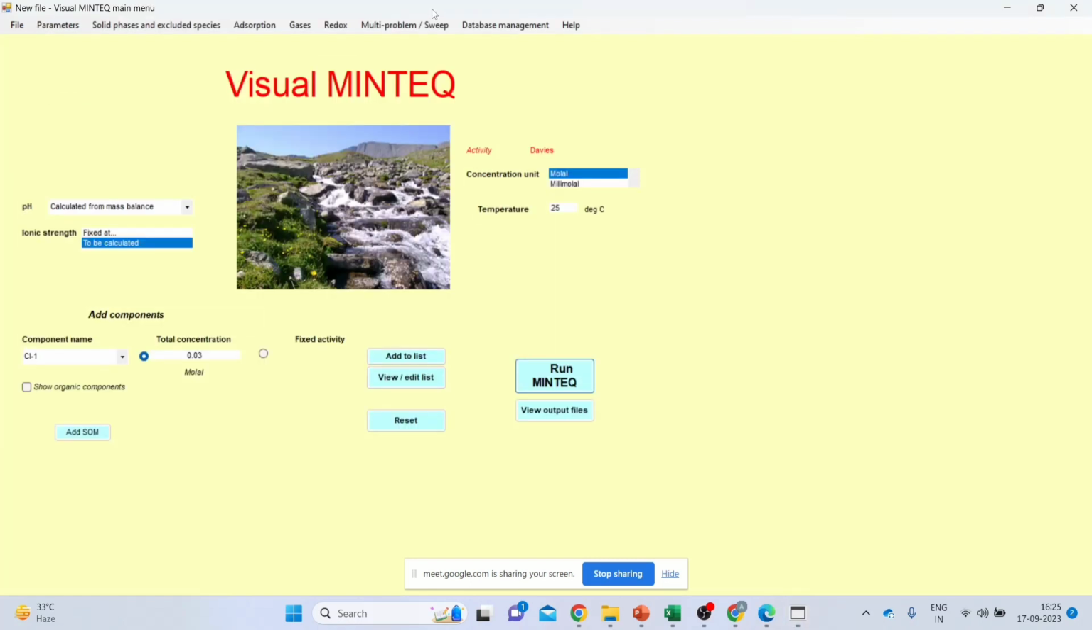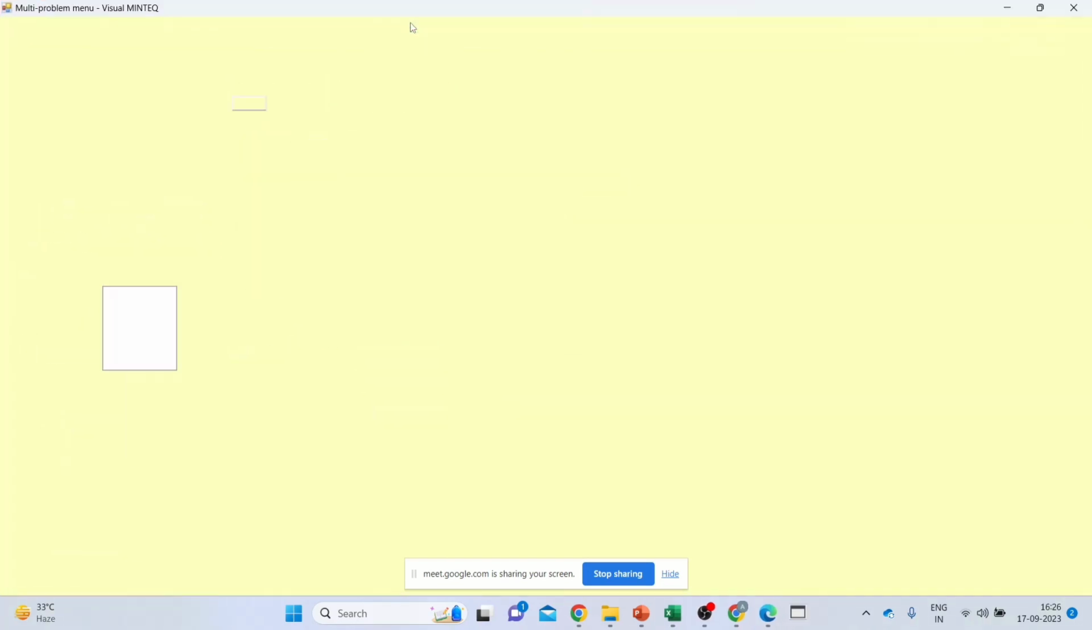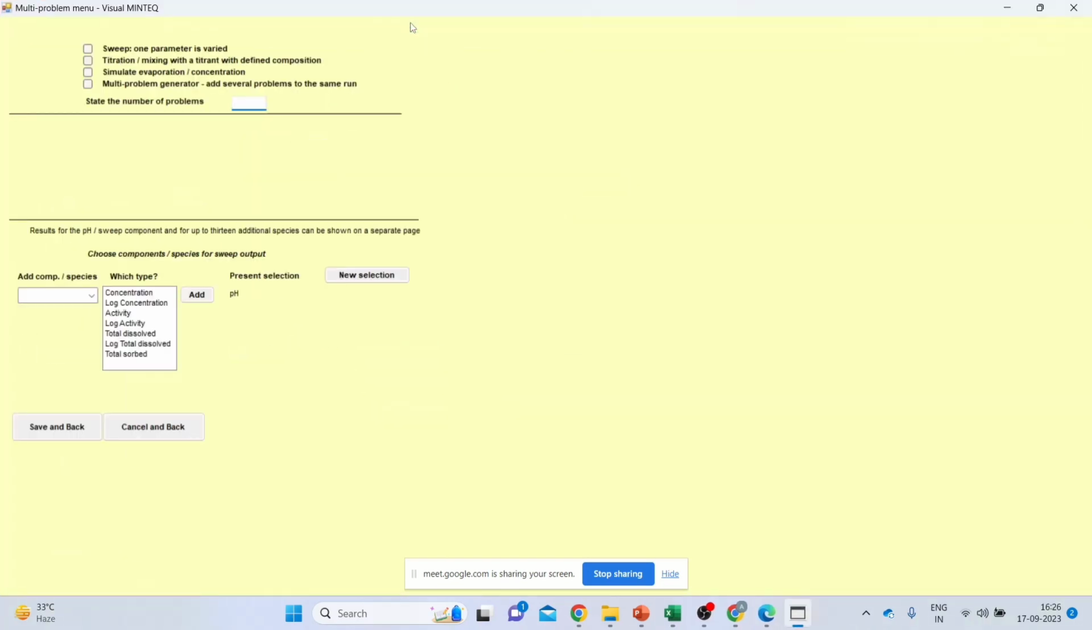So let's go back. We'll go to multi problem sweep. Okay, we just have to increase the pH, so we can use sweep one parameter. So we will only sweep the pH. We will sweep the pH, and let's start with the pH value of 1. Give an increment of 0.2. So let's solve for 65 number of problems.